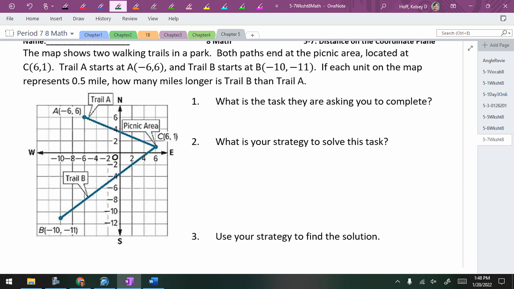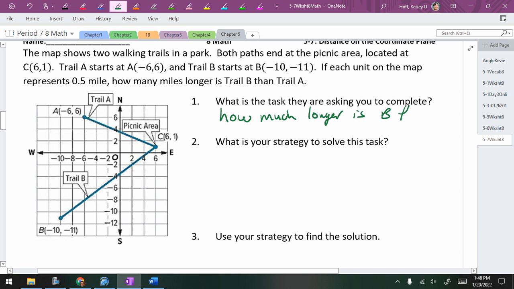Which one? Trail B. So you're really trying to figure out how much longer it is, right? How much longer is B than A? So I'm trying to figure out how much longer trail B is than trail A. So what's my strategy? How am I going to figure this out? What do I have to know to be able to answer this question?